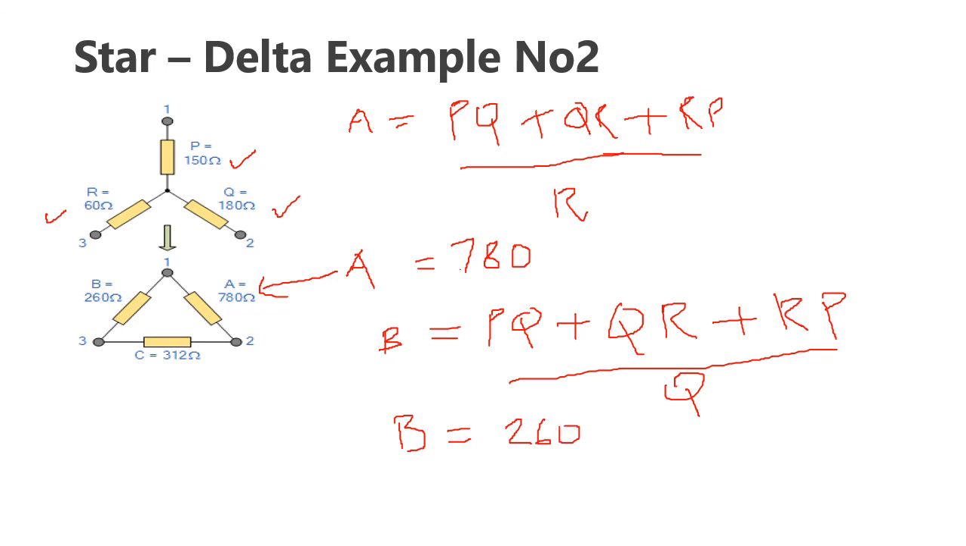Likewise, for C, C will be equal to PQ plus QR plus RP over P. For this equation we substitute the values for P, Q, R. Then we will get the value of C, which will be equal to 312 ohm.